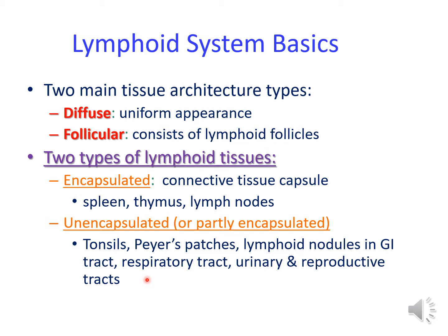And specifically these unencapsulated lymphoid tissues are one of the first line of defense against foreign material or pathogens, because these are the systems: gastrointestinal tract, respiratory tract, urinary and reproductive tract, which are connected to the exterior. So they are actually present in the first line of defense against the pathogens.